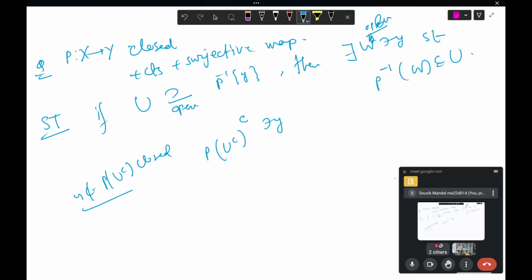So if we define the set W to be this, we need to prove that the inverse is contained in U. Yes, perfectly, very good, very nice. Then the rest of the question is obvious, right? That's fine, perfect, very nice.